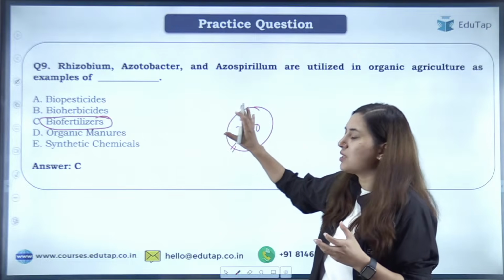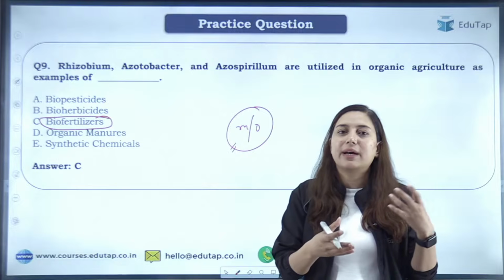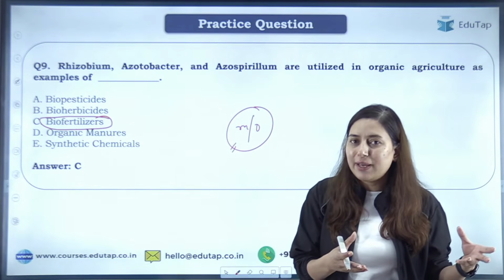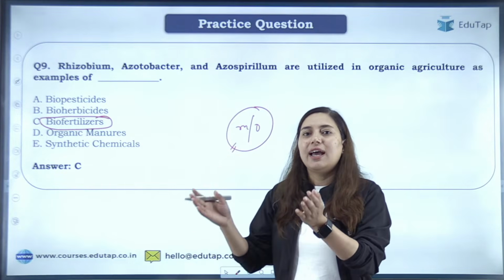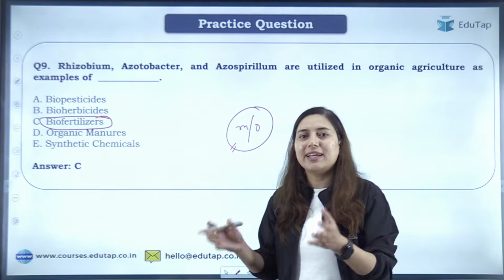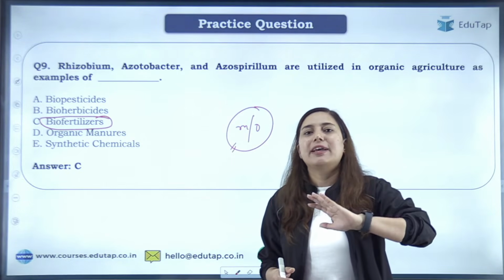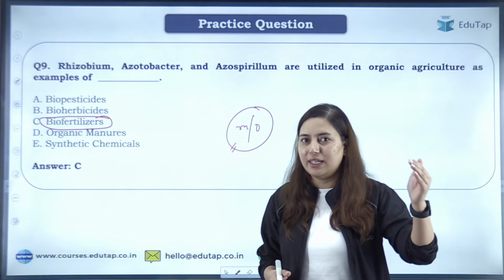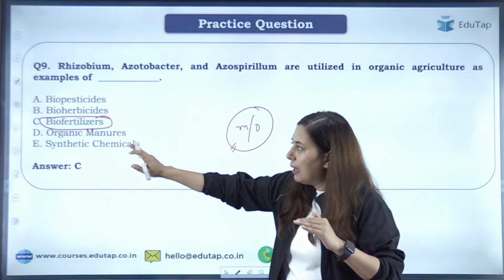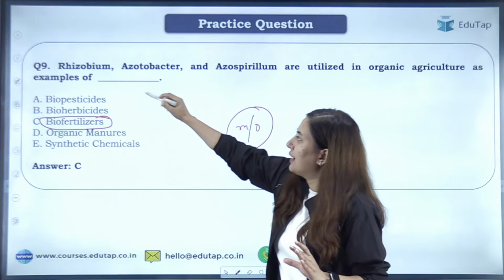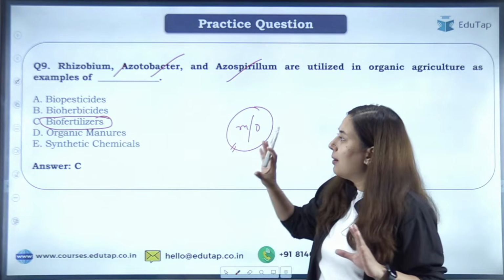Such microorganisms are identified by scientists. Scientists grow and culture these microorganisms in the lab, and then they are distributed to the farmer. A farmer doing organic farming can apply these microorganisms in the soil, and ultimately they will help in increasing the soil fertility. So these types of microorganisms which help in increasing soil fertility are called biofertilizers. Rhizobium, Azotobacter, Azospirillum are all examples of biofertilizers.